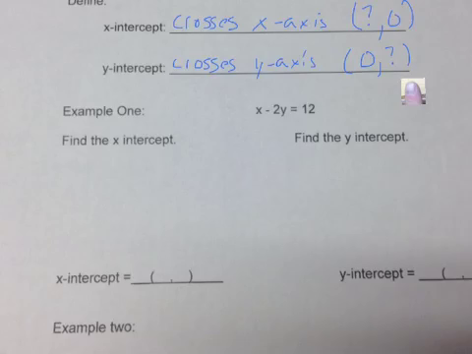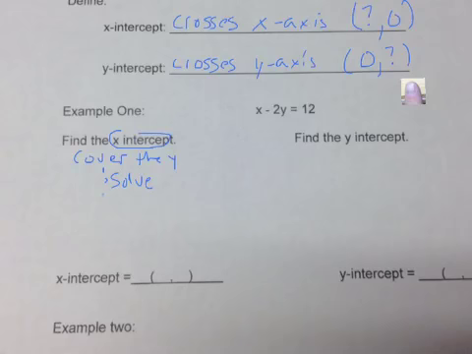We use a technique called the cover-up technique when we're trying to find this. If we're trying to find the x-intercept, we're going to cover the y with our finger and solve. Okay. And so I have a picture of my finger here, and I'll show you what that's going to look like.